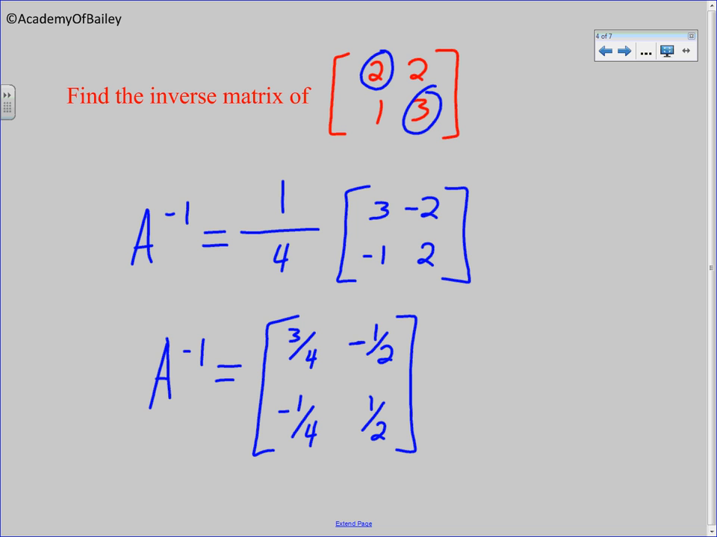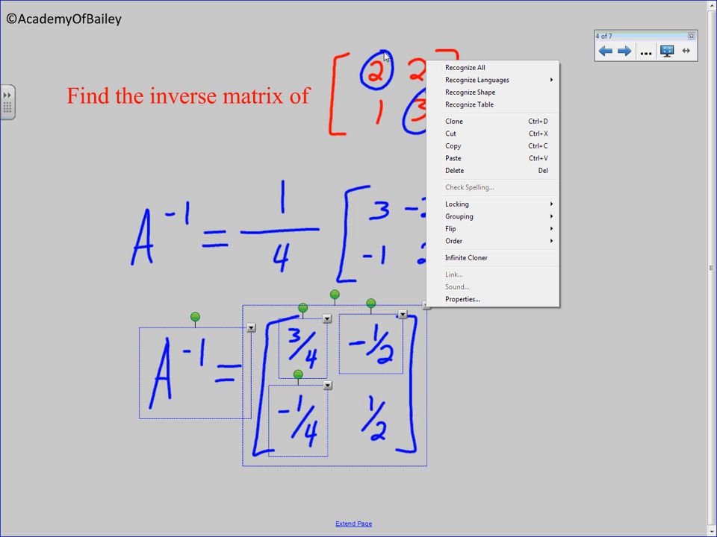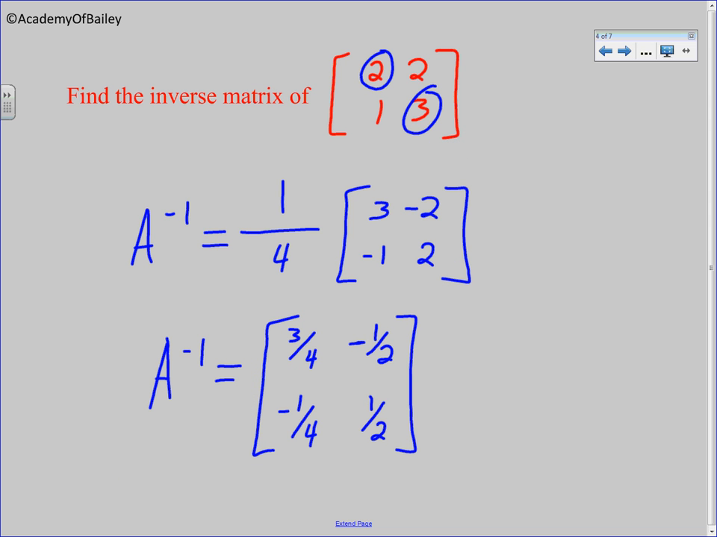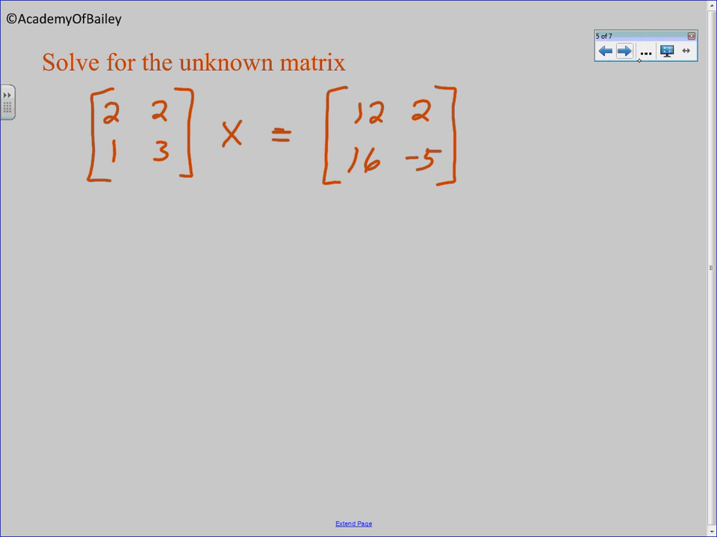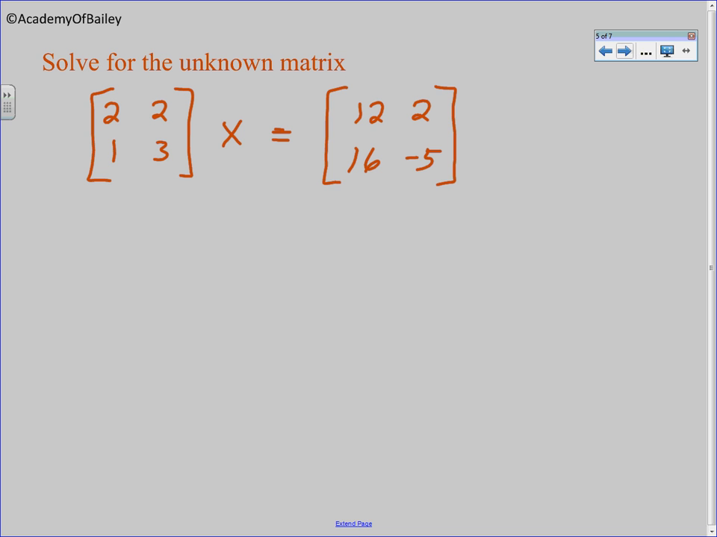Alrighty, keep these notes because you're going to need them for the next slide. Let me go ahead and copy this here. That way, when I go to the next slide, I can use it. You notice how now we're solving for an unknown matrix? We have this matrix multiplied by this matrix X, and it should equal the matrix on the right.